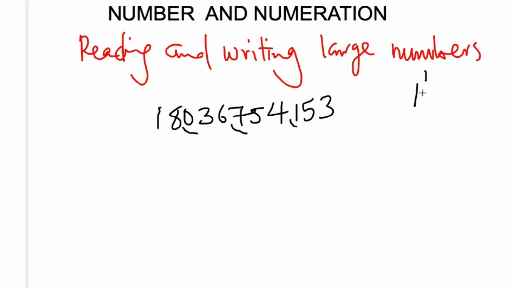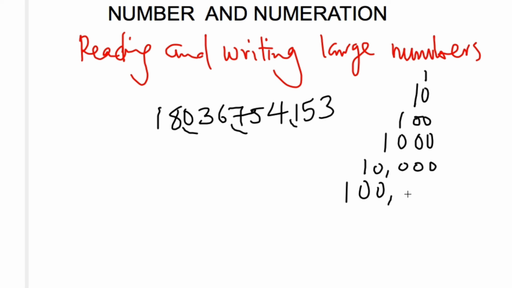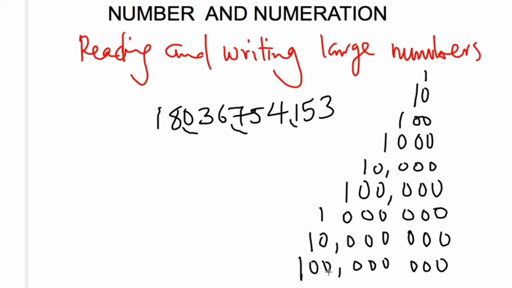If it is in tens, it is 2 digits. If it is in hundreds, it is 3 digits. If it is in thousands, it is 4 digits. If it is in tens of thousands, it is 5 digits. If it is in hundreds of thousands, it is 6 digits. A million is 7 digits. In tens of millions, it is 8 digits. If it is in hundreds of millions, it is 9 digits. Billion is 10 digits. In tens of billions, it will be 11 digits.